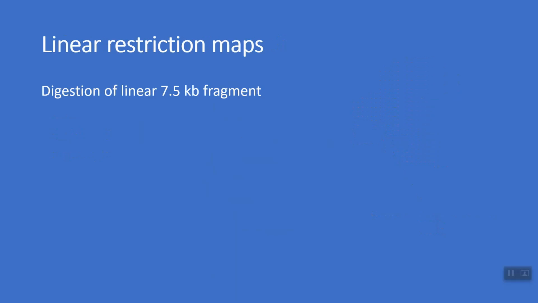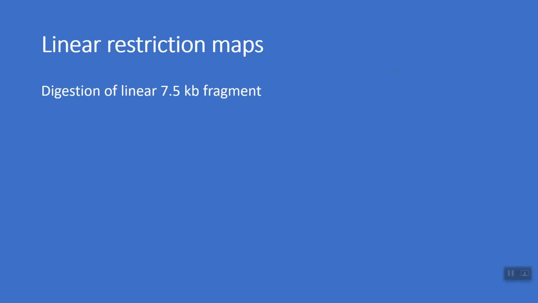To help you learn to construct a circular map, we will first go through a linear example. This example is a linear fragment of DNA digested with 2 restriction enzymes, HindIII and SmaI. The total size of the fragment is 7.5 kilobases, and so the total of the fragments produced should equal this.